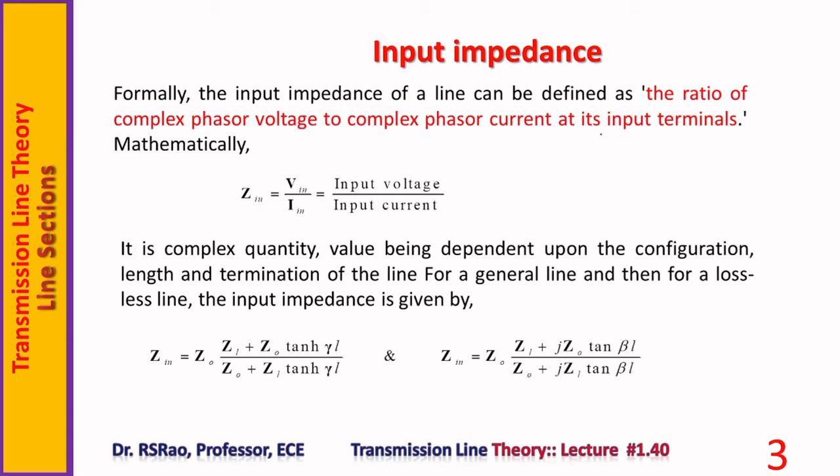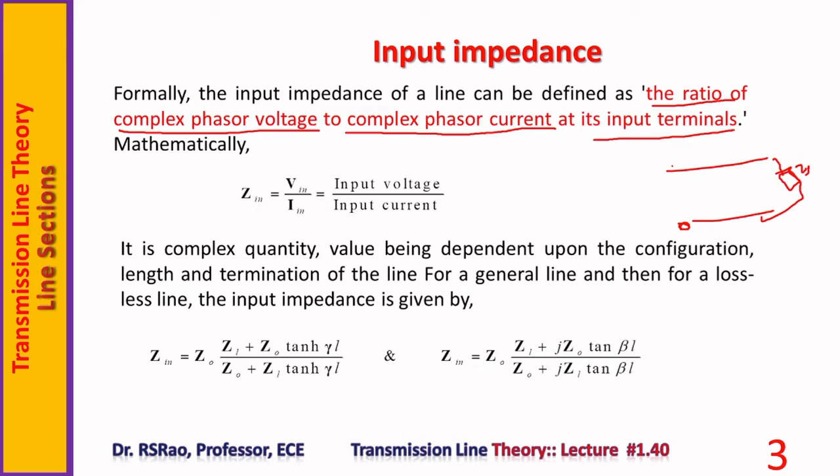Input impedance of a line can be defined as the ratio of complex phasor voltage to complex phasor current at its input terminals. Let us suppose there is a line like this. It may be terminated in a certain impedance. It doesn't matter. The input impedance is the property of the input terminals. Let us suppose a certain amount of voltage exists at the input terminals and a certain amount of current is entering. With respect to this voltage and current at the input terminals, input impedance is defined. It is usually indicated by Zin. In stands for input, Z stands for impedance.